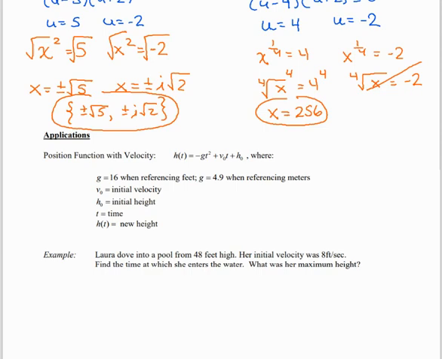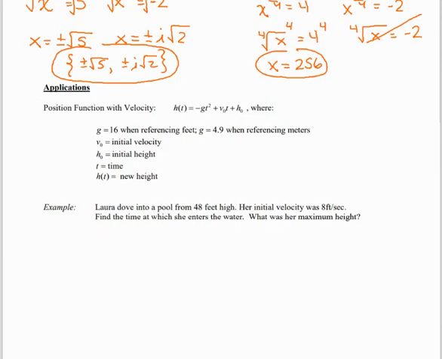Well, g is gravity. It's going to end up becoming a negative 16 out front if we're talking about feet per second, or it'll be negative 4.9 when we're referencing meters. That's the force of gravity, depending upon what units we use. V naught is your initial velocity, h naught is your initial height, t is time, and then the function h of t is what that new height is. So if we take this scenario of Laura diving into a pool from 48 feet high, her initial velocity is 8 feet per second. We want to find the time she enters the water.